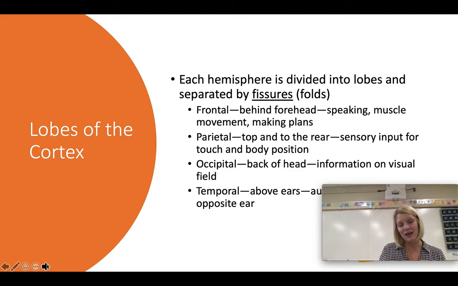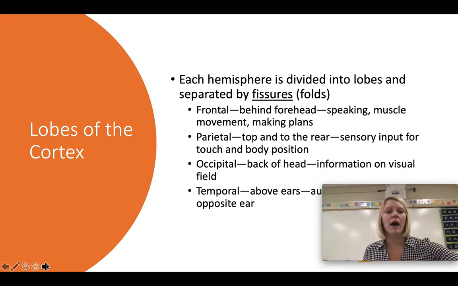And so actually, they have done studies of people's brains who are highly intelligent, very high IQ, and they see deep fissures or deep folds kind of coordinating in conjunction with high level intelligence. So let's talk about the lobes of the cortex. Now remember, the cortex is like the gray matter, right? 85% of our brain is the cortex.